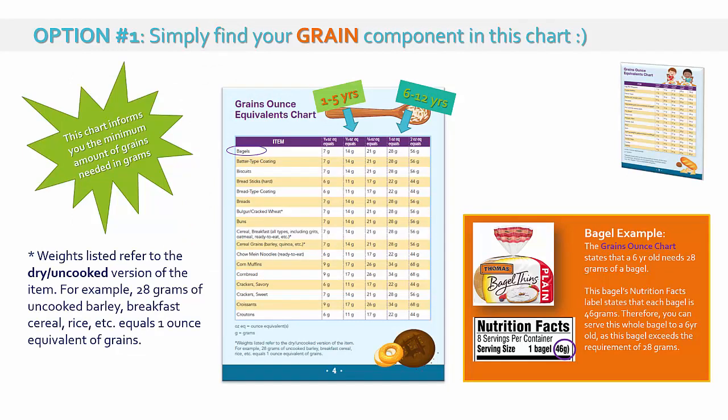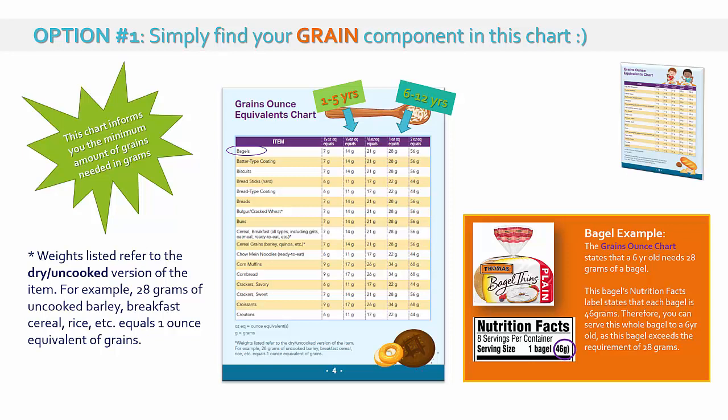So let's do bagel, for example. In this chart, just locate bagel, and then depending on the child's age, you will need to visit that column. So a child that's 1 through 5 needs half an ounce equivalent. So a child that's 1 through 5 will need 14 grams of bagel, and 6 through 12, 28 grams.